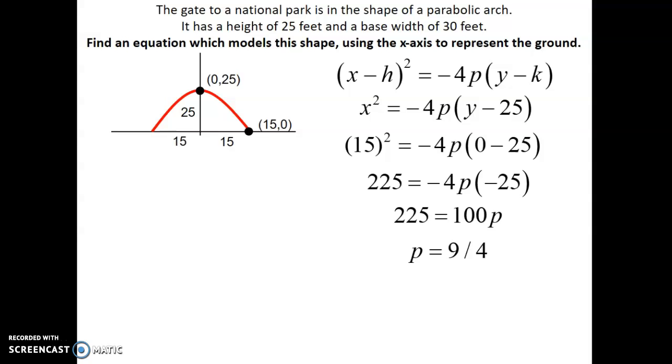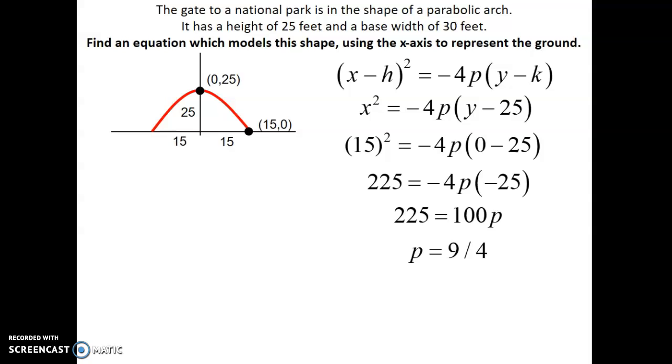Now, at this point, something needs to be said about the last question we did. The p-value was your answer. You needed to find that to answer the question. In this case, it says, in very big bold letters, find an equation which models the shape. But we have the p-value now. Now we have to make the equation, okay?